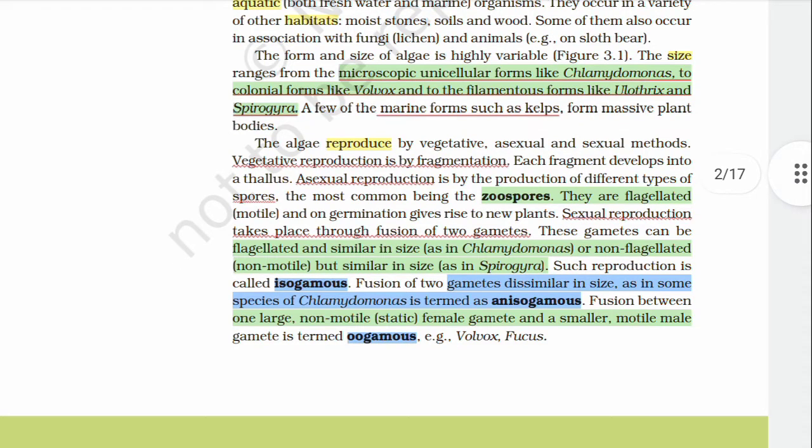And if we come to the third type, the female gamete will be big, that will be large, and it will not move, and the male gamete will be small and it is motile. They fuse to give a new organism. This type of gametes are known as oogamous, and the examples are Volvox and Fucus. So reproduction is by vegetative, asexual, and sexual type. Next.